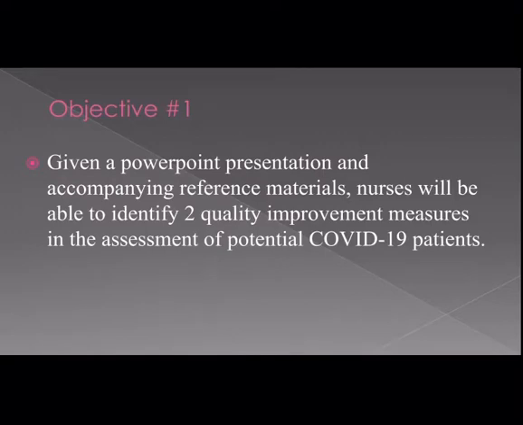First objective. Given a PowerPoint presentation and accompanying reference materials, nurses will be able to identify 2 quality improvement measures in the assessment of potential COVID-19 patients. Quality improvement in this instance refers to asking better assessment questions, not just asking how they feel, but how long have they felt this way. Sometimes practitioners look at a patient, see a symptom, and jump to conclusions. It is important to be a little bit more thorough.